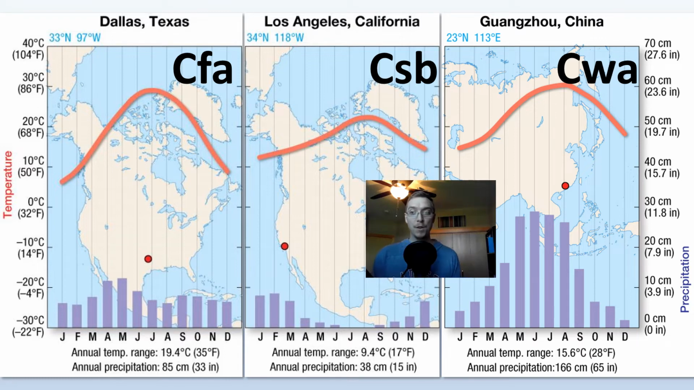Next up, Guangzhou. The telltale sign here is that there are at least 10 times as much precipitation in a summer month, or the wettest summer month, than in the driest winter month. As for temperature, like Dallas, the warmest month is over 22 degrees Celsius, and at least 4 months are over 10 degrees Celsius.